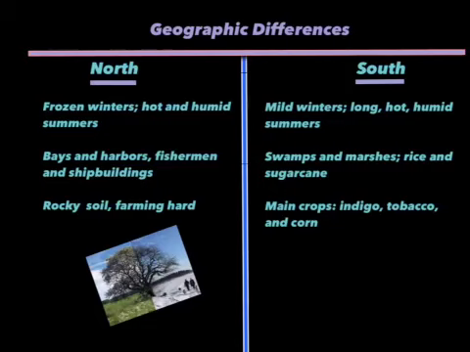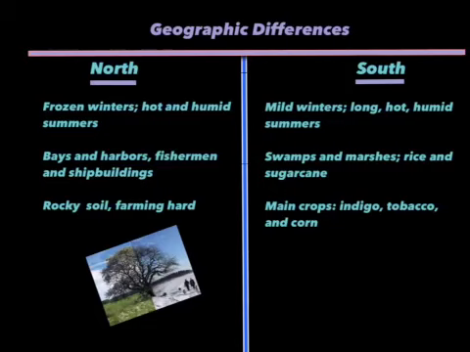Geographic differences between the North and the South. The North has frozen winters, hot and humid summers. There are bays and harbors along the shoreline and fishermen and shipbuildings. The rocky soil there makes farming very hard.